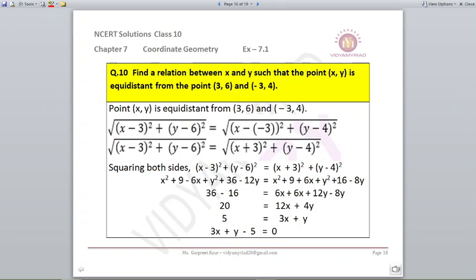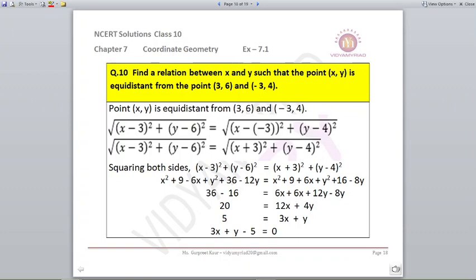In the first case, if we take the coordinates 3 and 6, for the left-hand side you get the square root of (x minus 3) square plus (y minus 6) square. And if I take minus 3 and 4 with (x, y), then we get (x plus 3) whole square plus (y minus 4) whole square. Again, to remove the roots we square both sides, and we get (x minus 3) square plus (y minus 6) whole square equal to (x plus 3) whole square plus (y minus 4) whole square.